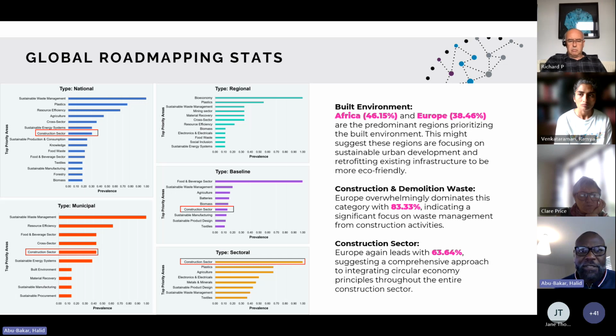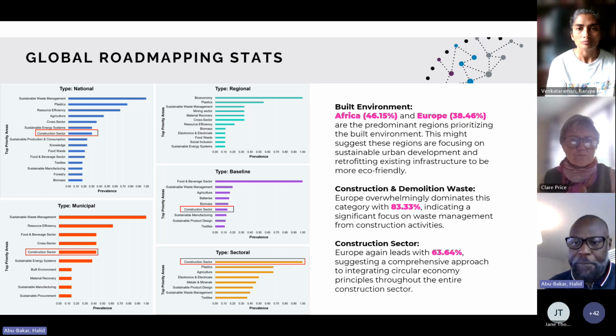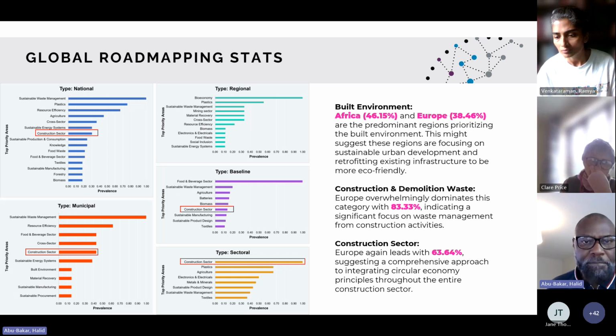Again, some statistics down here. With built environment as a priority area, Africa leads, followed by Europe. So this is a bit of a regional perspective. Construction and demolition, I intentionally separated from the construction sector because there are certain nuances between the two: where a country declares construction and demolition waste as a priority area versus where a country declares just construction as a priority area. We can see Europe again is leading in most of the categories here.